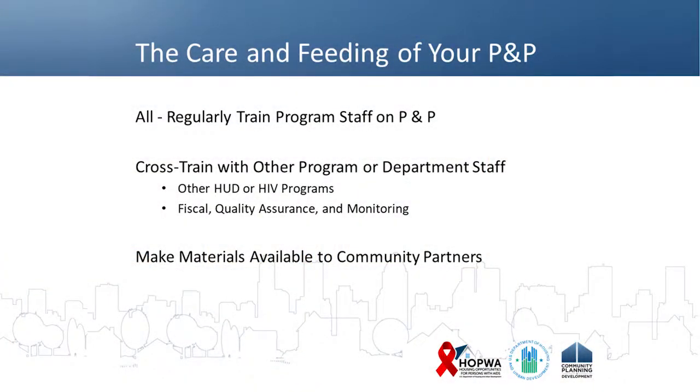With policies and procedures, whether grantee or sponsor level, train. I think it's always healthy to cross-train at the grantee level, especially so that you're not the only person in the city that knows anything about managing the HOPWA program, because that can be a real vulnerability to a grantee. And then I already mentioned make materials available to your community partners.